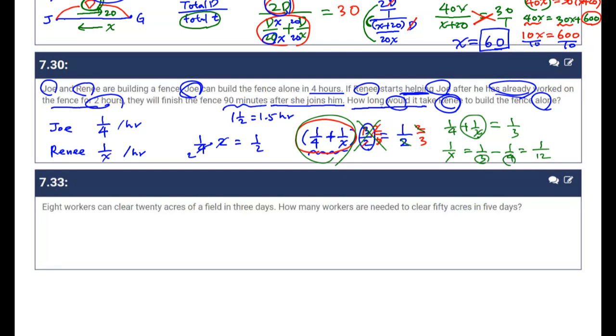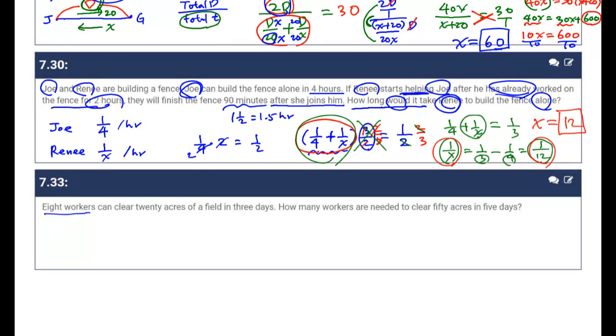Now, if 1 over x equals 1 over 12, don't you think x will be 12 by reciprocating both of these? The reciprocal of 1 over x, which is x, should equal the reciprocal of 1 over 12, which is 12. So 12 is the answer. It will take 12 hours if Renee works alone to finish the whole job. Okay? Now the last problem.